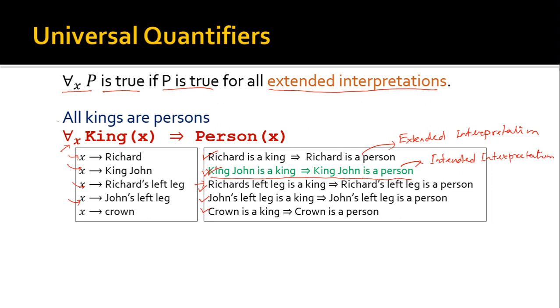Now look at the extended interpretations. We know that the crown is not a king. And what is the semantics of implication? This is your P, this is your Q. So we can flatten this out like not P or Q. Now you know that P is false, right? Now if P is false, this whole statement will become true.